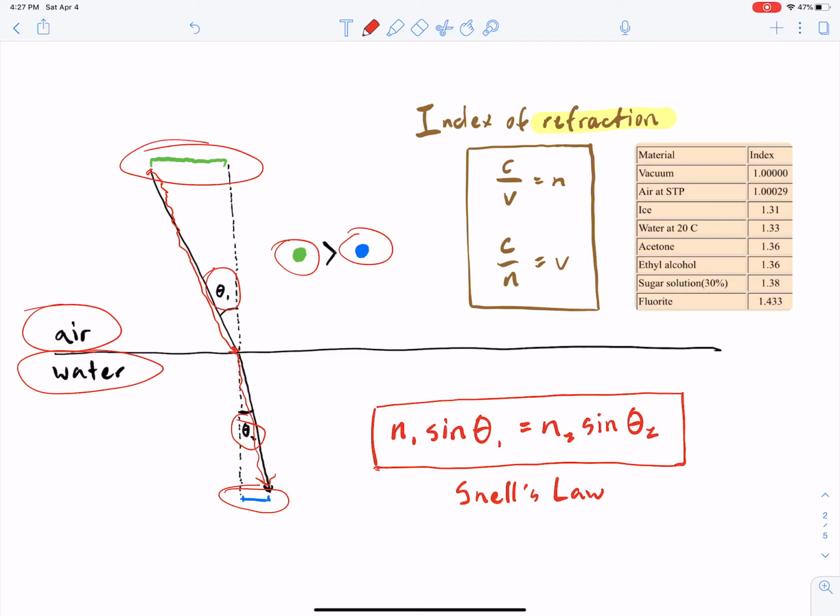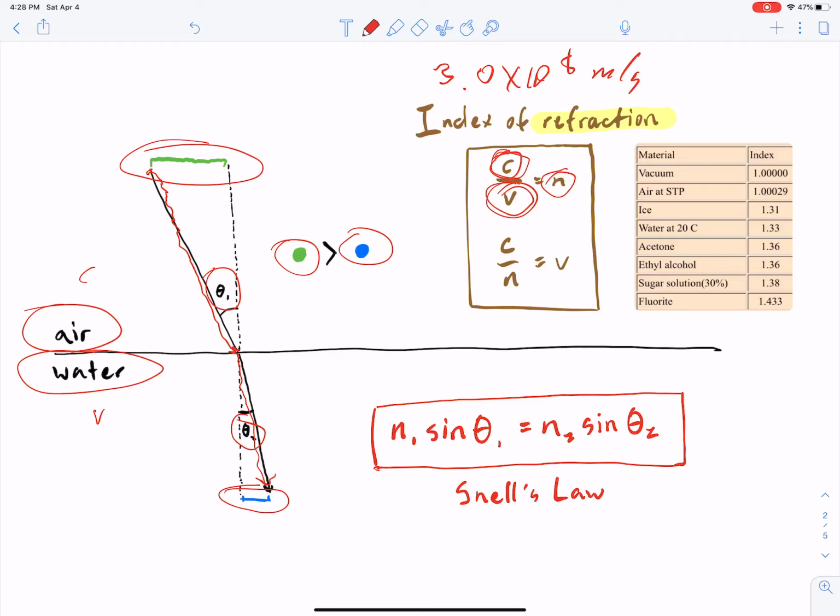Light, when it travels in air or in a vacuum, has a speed of c. We understand that speed to be 3.0 times 10 to the 8 meters per second. Super fast. When light travels to a different medium, it has a new speed, which we call v. So down here in the water, we have v. In the air, c. Two different speeds. When we divide c by v, we get n. And n stands for index of refraction.